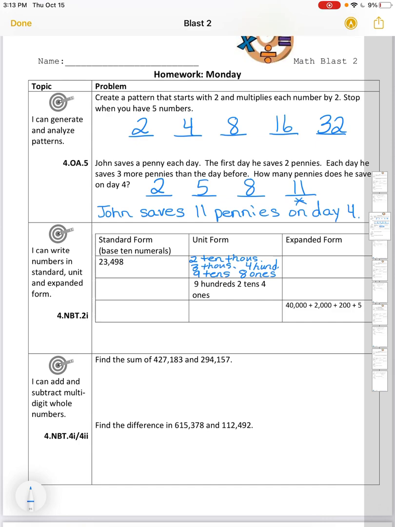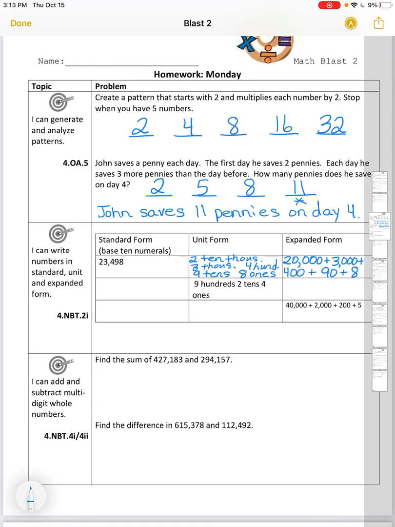Expanded form, I'm going to tell the value of each digit in the number. So I have 20,000 plus 3,000 plus 400 plus 90 plus 8.